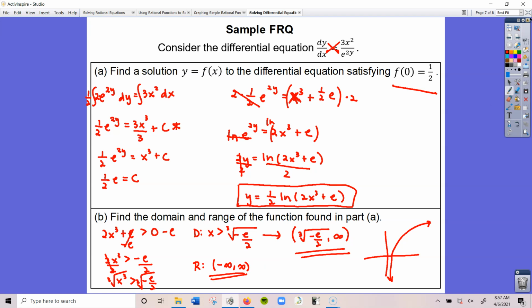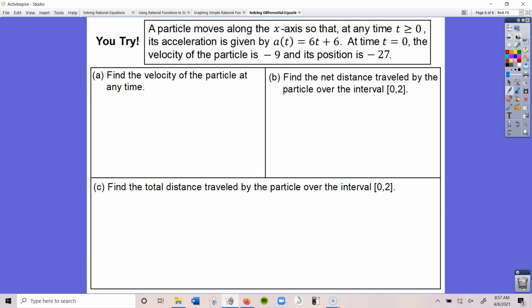Let's look at one more FRQ. We have here that a particle moves along the x-axis so that at any time t greater than or equal to 0, its acceleration is given by a of t is equal to 6t plus 6. At time t equal to 0, the velocity of the particle is negative 9, and its position is negative 27. So we have two conditions here. We have that v of 0 is equal to negative 9, and we'll say p of 0 for position is equal to negative 27.